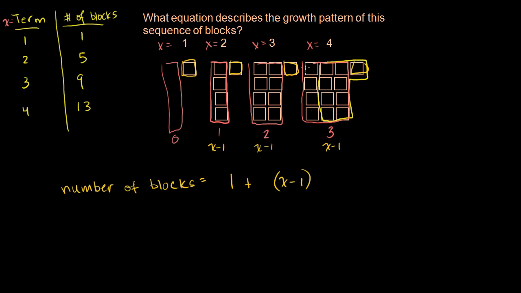And x minus 1 will tell us the number of columns we have, right? Here we have 1, 2, 3 columns. Here we have 1, 2 columns. Here we only have 1 column. Here we have 0 columns. So it even works for the first term.